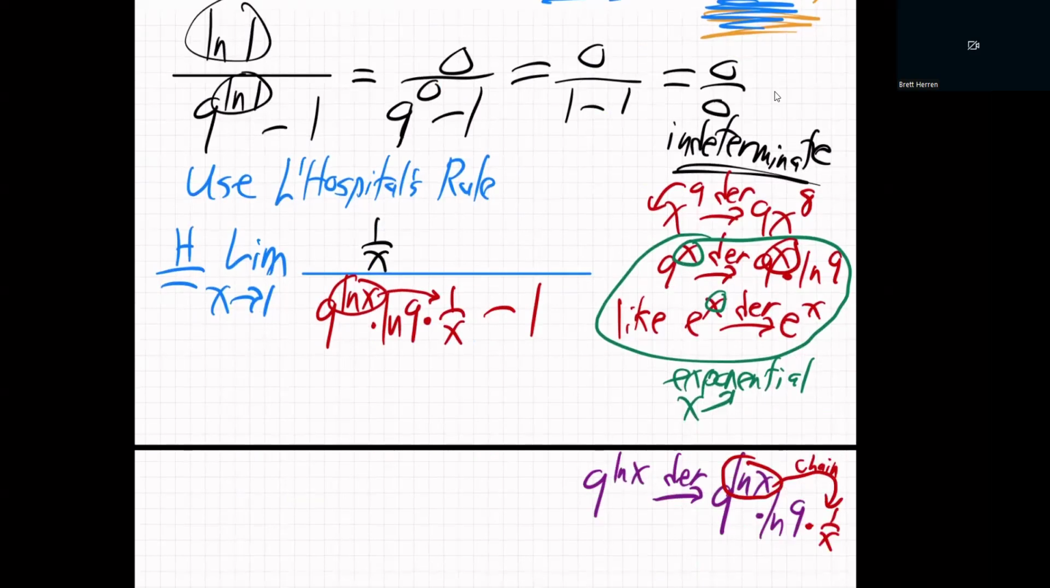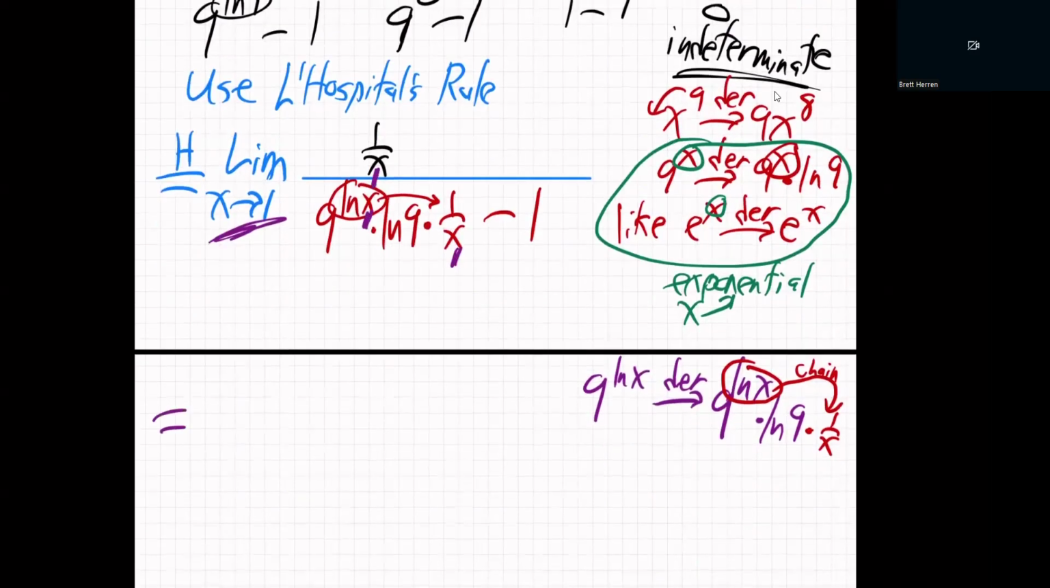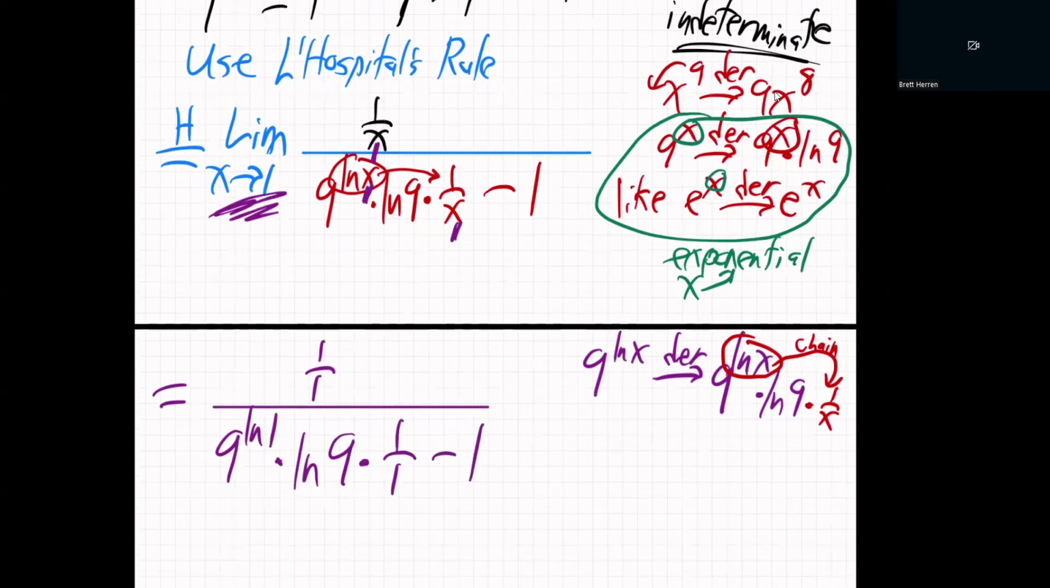Now x is going to 1, right? So let's plug in a 1. Plug in a 1 here. Plug in a 1 there. Let's see what we get. Hopefully we'll get something good. So what do we get? 1 over 1 on the top. x going to 1. Plug in 1: 9 to the natural log of 1 times natural log of 9 times 1 over 1, minus 1. A lot of 1s.